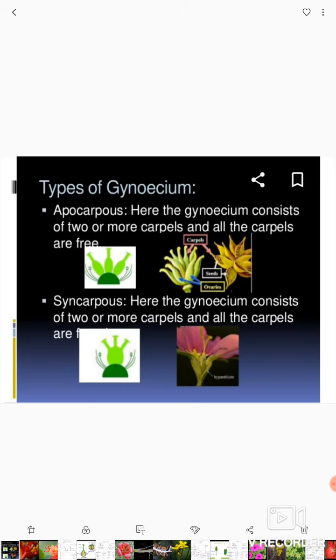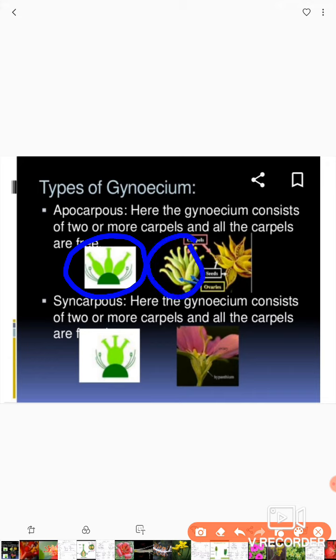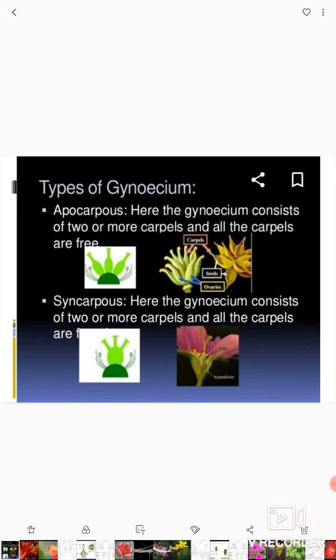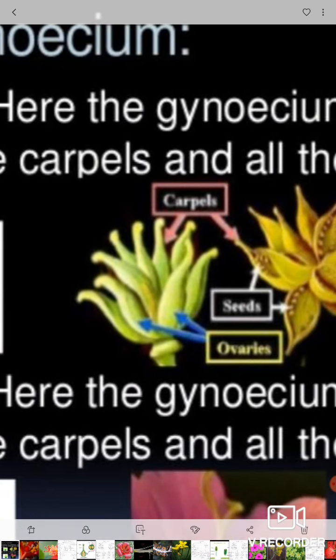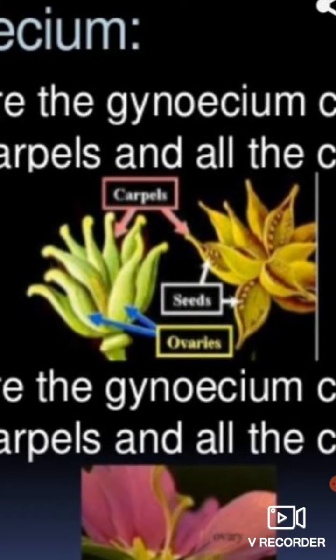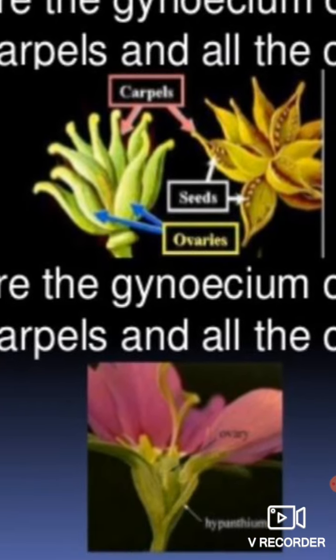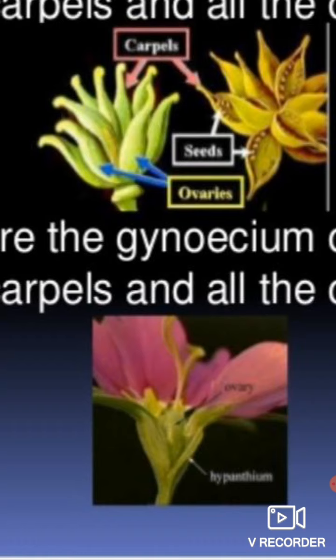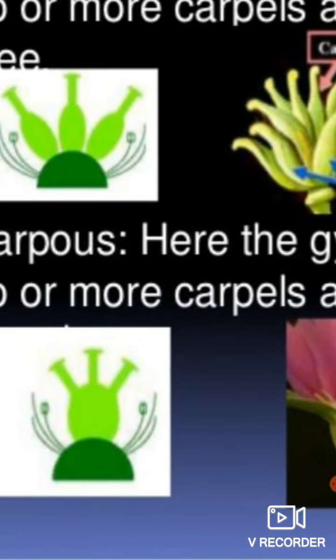And lastly, the types of gynoecium which I have already explained to you. If there is more than one carpel and they are free to each other, then it is apocarpous. You can see the figures also. Okay, these are the carpels which are free to each other. And when they are united, see here the figure, then it is called syncarpous.